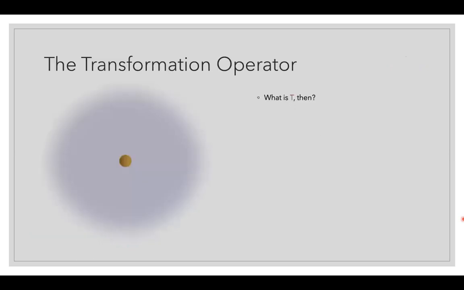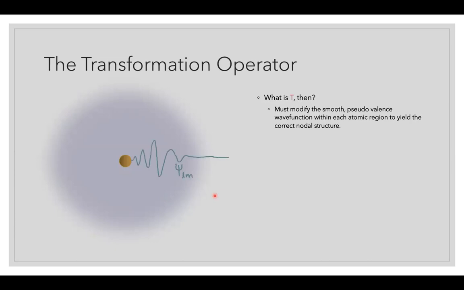So what then is this transformation operator? What does it look like? Well, we know that as a prerequisite, it has to modify the smooth pseudo-valence wave function within an atomic region in order to yield the correct nodal structure for the all-electron wave function. To demonstrate, you see on the right here, we have a representation of an atom with a blown-up nucleus, and then around that we have an electron cloud of certain density. And inside this electron cloud, you can have your all-electron wave function, which has quite a few nodes, a lot of oscillations.